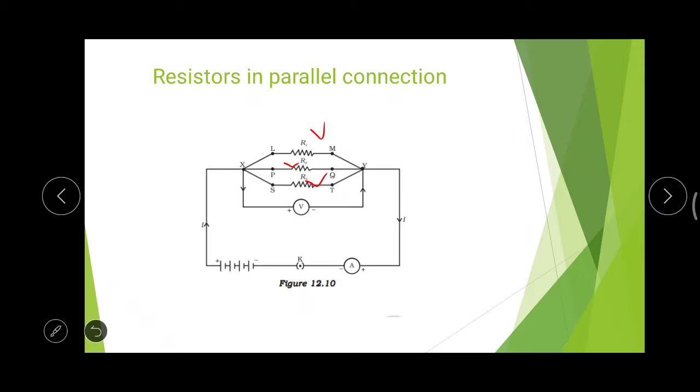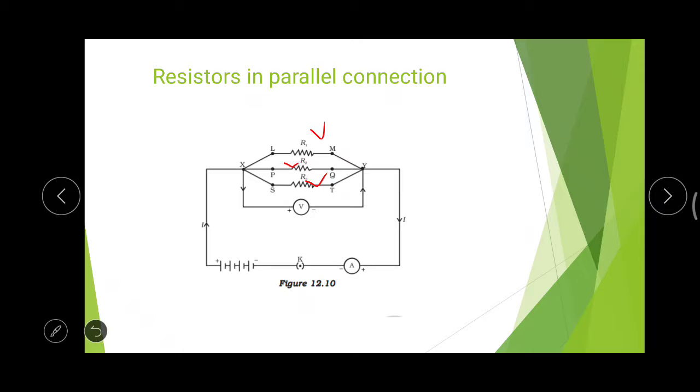Now let us come to the current value. Potential is equal in the case of parallel connection, but in the case of series connection, the potential drop across the resistors was different, while the current value was the same. But here in the parallel combination of resistors, the current value will be different, and the potential drop across the resistors will be the same.